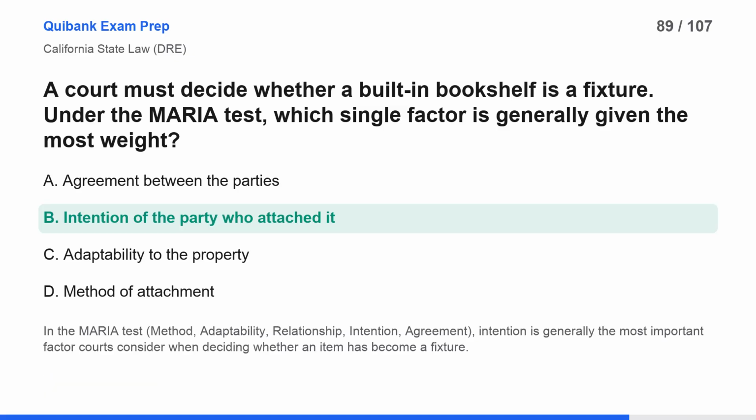The answer is B. Intention of the party who attached it. In the MARIA test method: method of attachment, adaptability, relationship, intention, agreement. Intention is generally the most important factor courts consider when deciding whether an item has become a fixture.